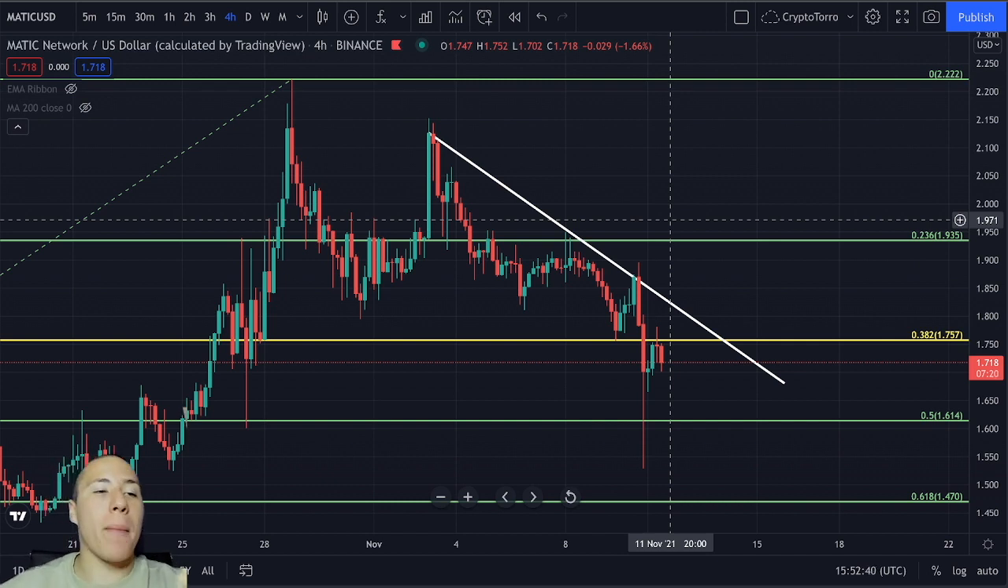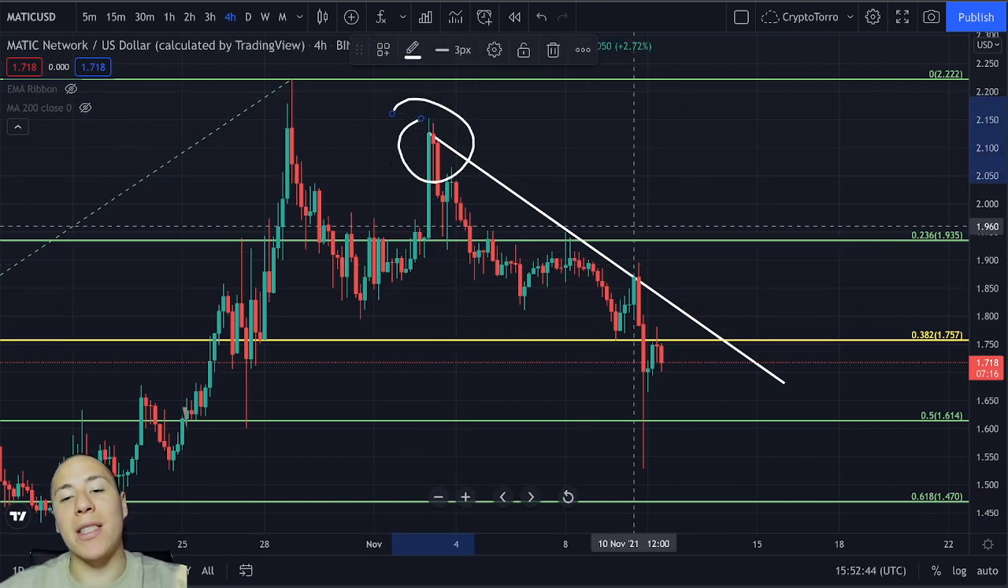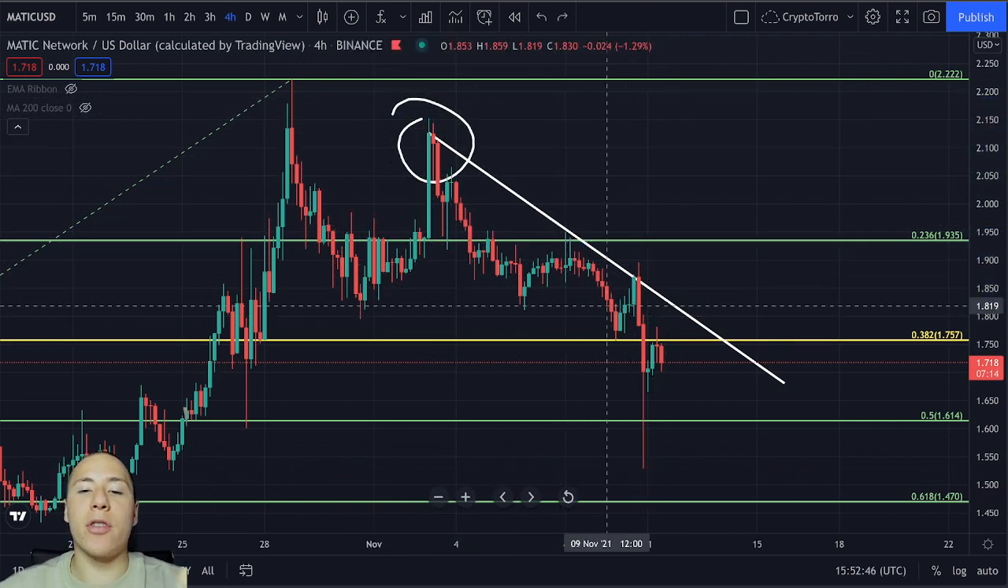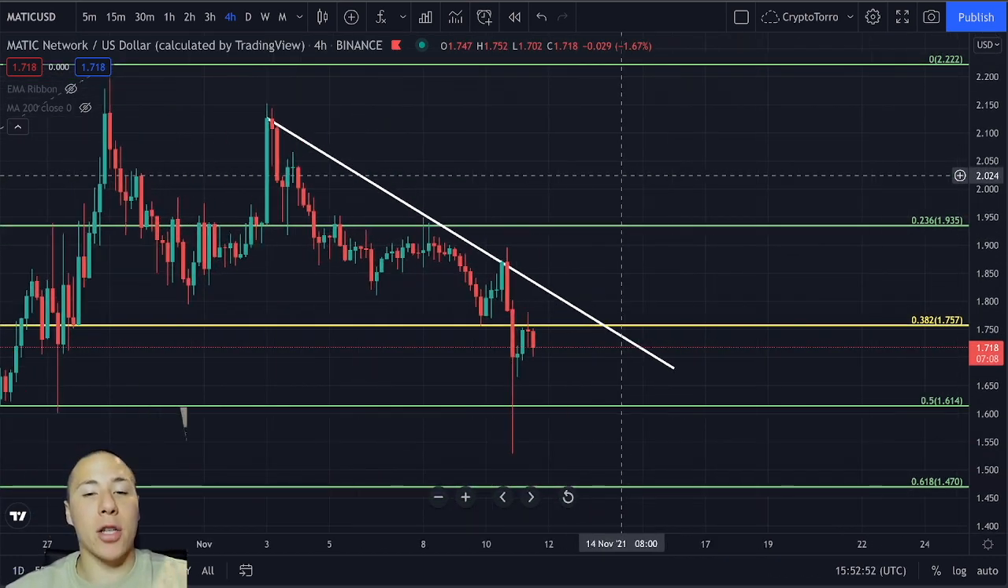Let's get started on MATIC. What you can clearly see is that we have been forming this descending resistance. We only have seen 2 touch points, but I still think this is a major significant level of resistance above us. So therefore I am discussing this right now.